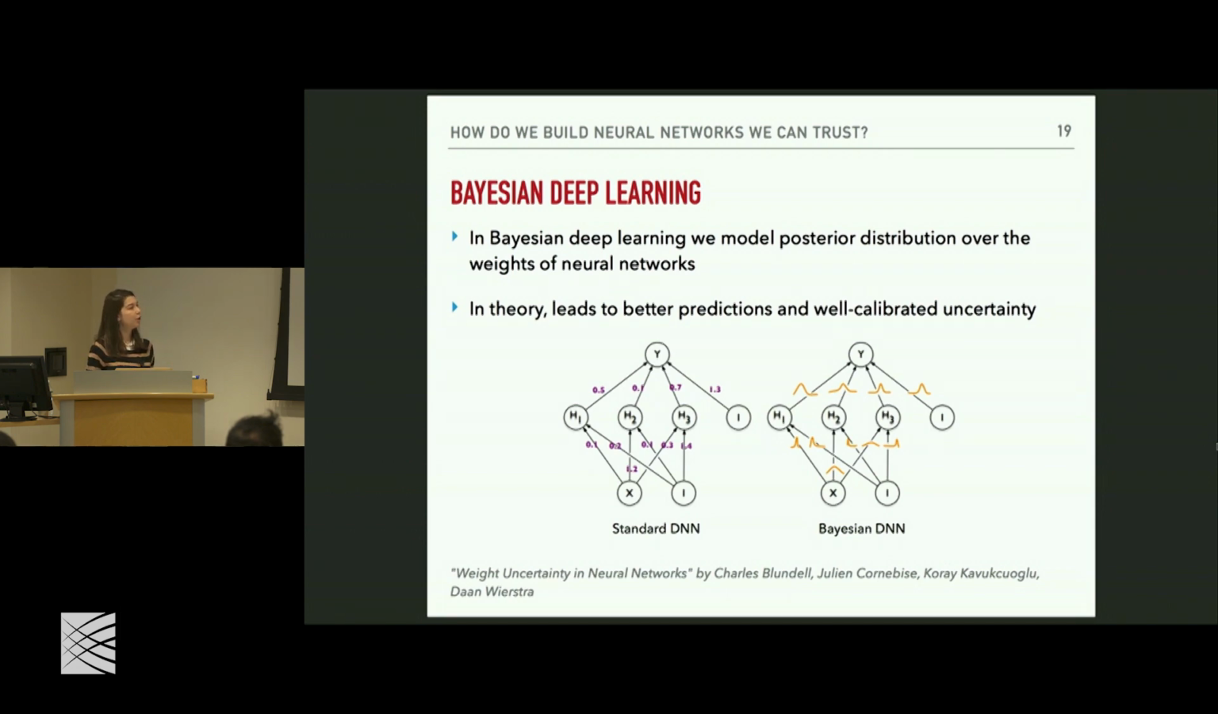For all of the problems that I mentioned up to this point, we want to somehow incorporate uncertainty in the model, or epistemic uncertainty, in our deep learning models. So instead of having some values for parameters after training, we would have a posterior distribution over all the parameters in the neural network. And this, in theory, would lead to better predictions and well-calibrated uncertainty estimates.